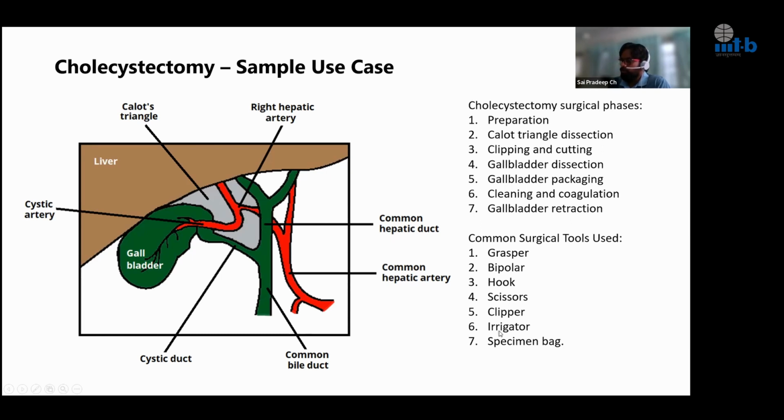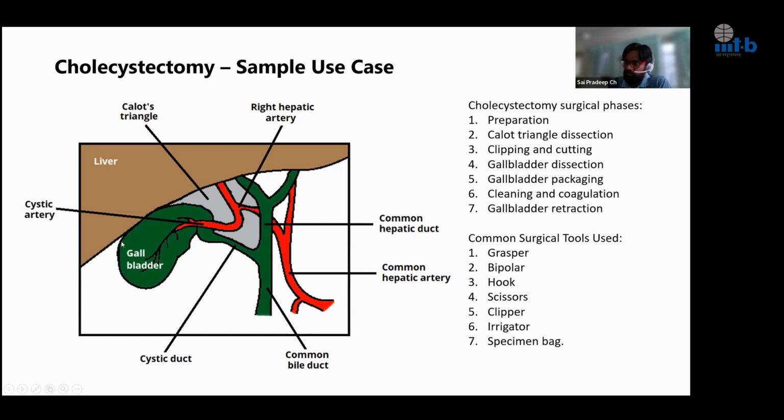Irrigator is used to pour in some distilled water for cleaning purposes. So it will both pour in water and suck out water as well, right? And the clipper will be used for clipping parts of the duct or cystic artery, so that the flow can be stopped, and then we can cut it out. The cutting process is done by scissors. Hook is used for cutting out different parts.